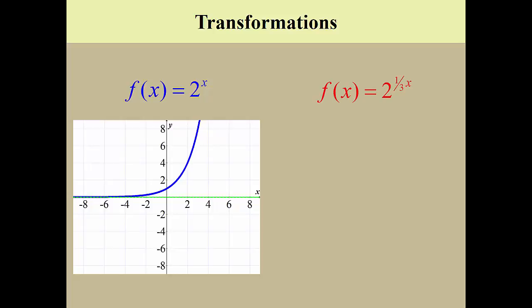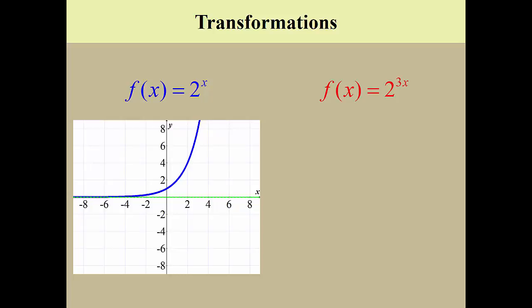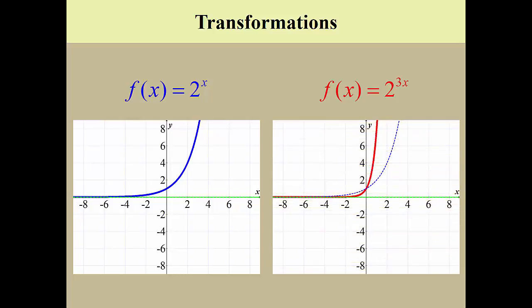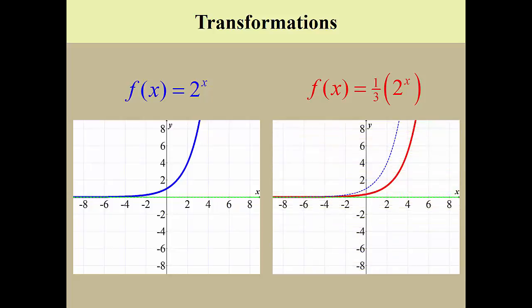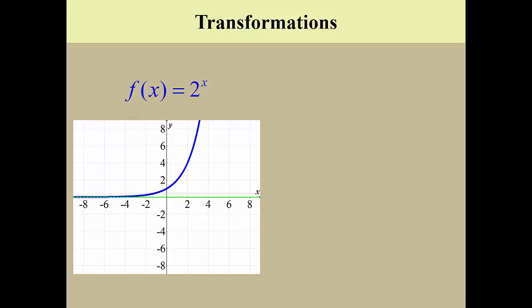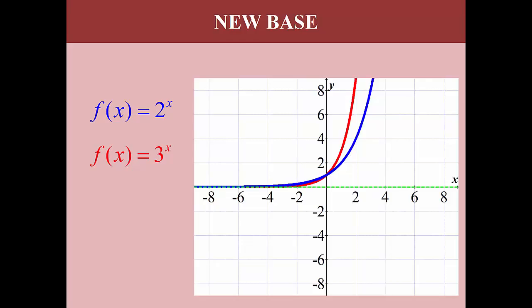Multiplying x by a small number makes the graph bigger in the x direction, and multiplying by a bigger number compresses the graph in the x direction. Multiplying out front by a small number shrinks the graph in the y direction, and multiplying by a larger number stretches the graph in the y direction. And so those are the transformations.